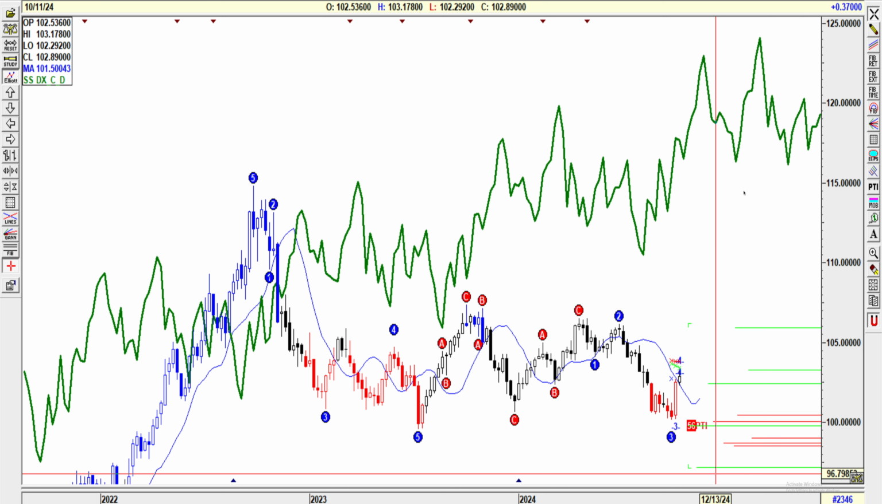Let's see what the dollar is doing in regards to Elliott wave theory. So without any further delay, let's get into it.